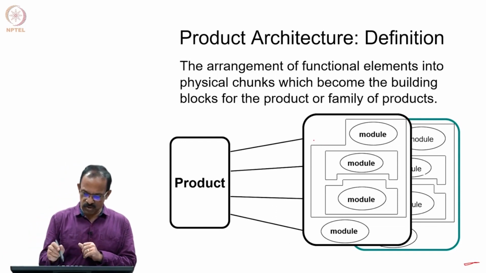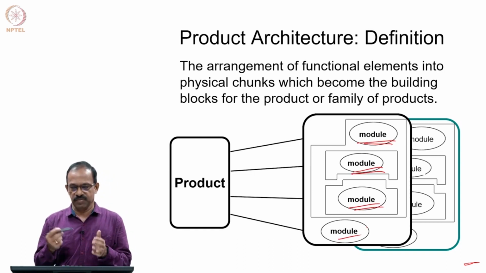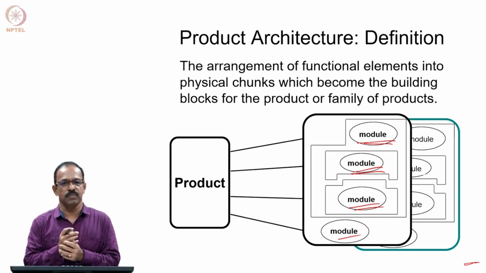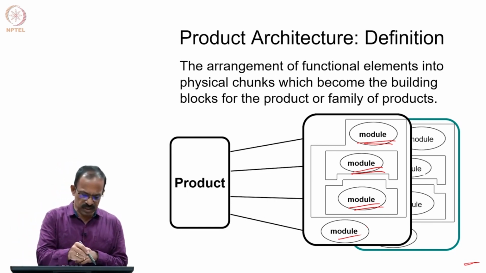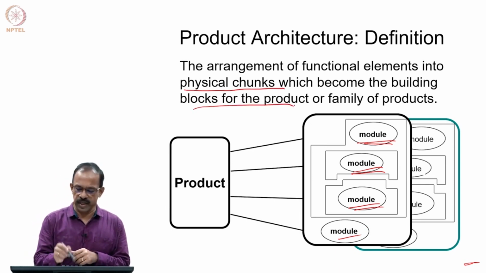And we also saw that we can have different modules in a product. If it is a modular one, we can have different modules. These modules are the chunks which provide a set of functions in the product. So it is the physical chunks which become the building blocks for the product.